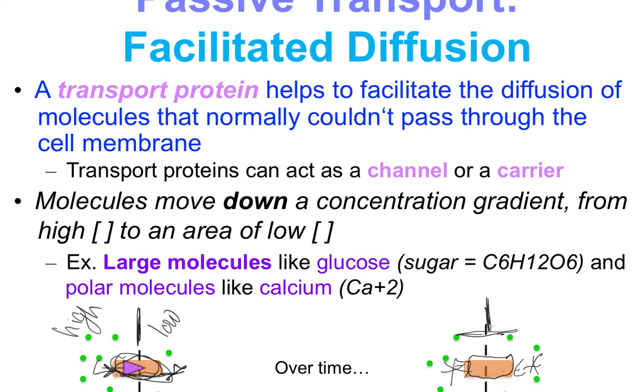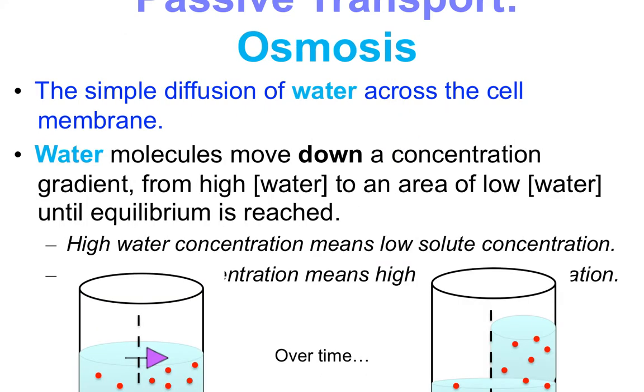What's going through this channel is specific in shape. It's facilitated. It's helped along through a special shaped passage, if you will. It still doesn't require any energy. Our last type of passive transport is osmosis.